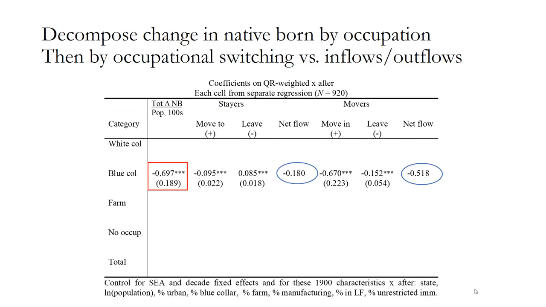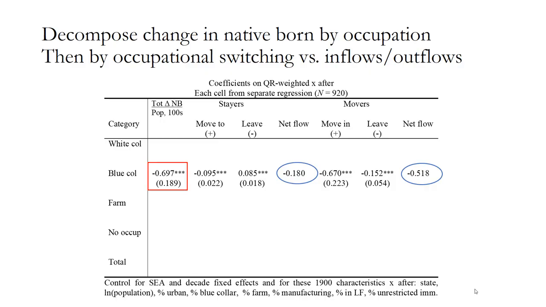Okay, so here's what we find. This is a table that would have many numbers in it, and essentially the first column would decompose that total change in native-born population that I showed you at the beginning into white-collar, blue-collar, farm, and no occupation. And so what we see is a lot of decline after the policy is enacted in the number of native-born who are in blue-collar positions.